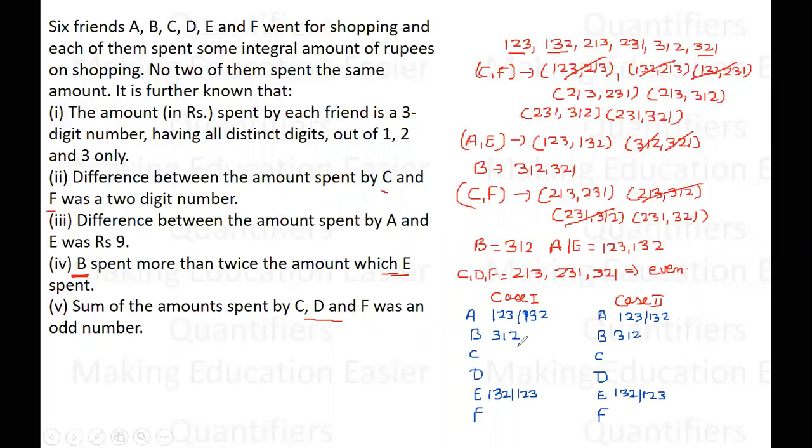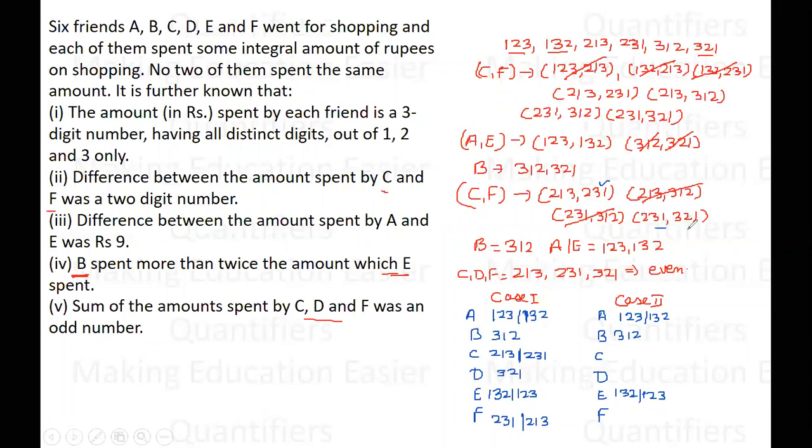Next, the possibility for CDF, all of them are spending odd number values. So let's say we are left with only two possibilities for C and F, one is 213 and 231. Let's say here C spends 213, then F will spend 231. I'm taking this case, or vice versa. C spends 231, F will spend 213. In this case, the leftover amount is 321, which will go to D.